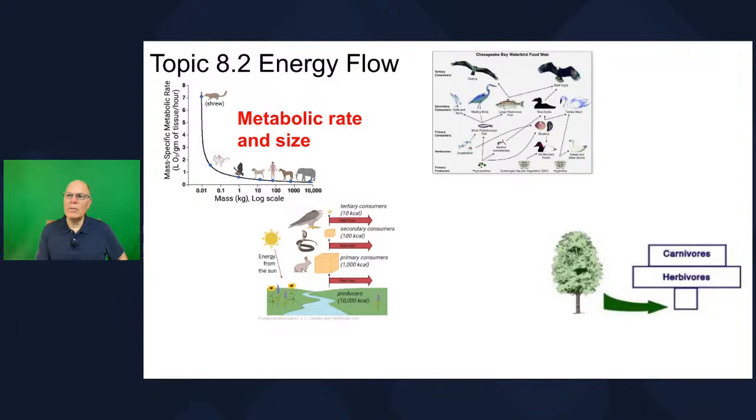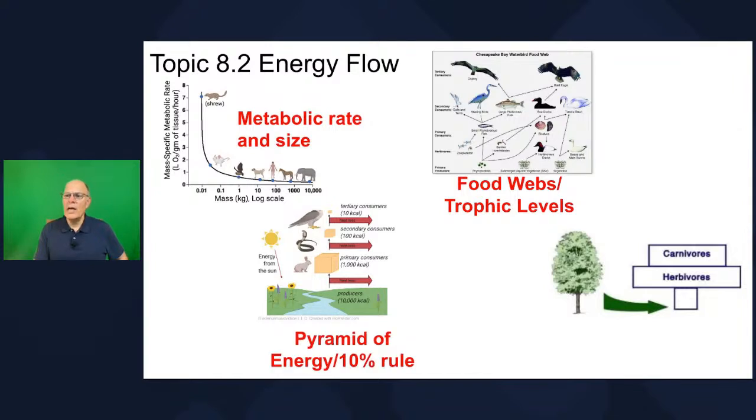So the topics that we're going to deal with tonight include metabolic rate and size, food webs, trophic levels, the pyramid of energy and the 10% rule, and some other ecological pyramids. We might also look a little bit at biogeochemical cycles, including the carbon cycle.